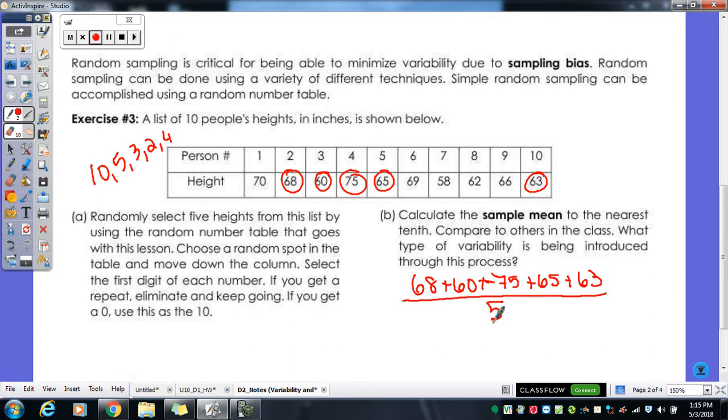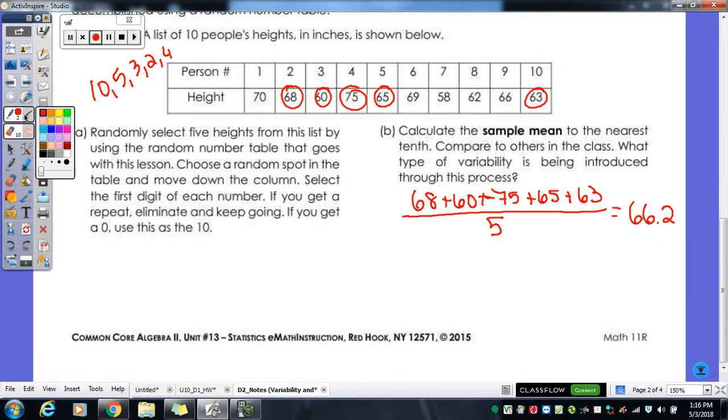You're finding the average of your 5 numbers. So, I got 66.2 as my average. 67.2, 65.6 I see over here. 65.4. So, since we all have different numbers, what kind of variability did we just do?